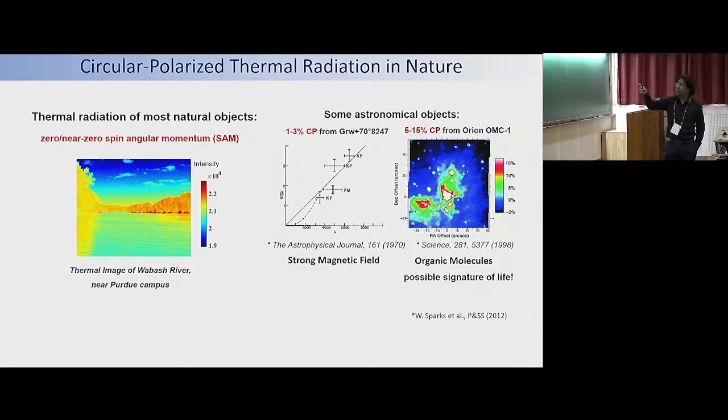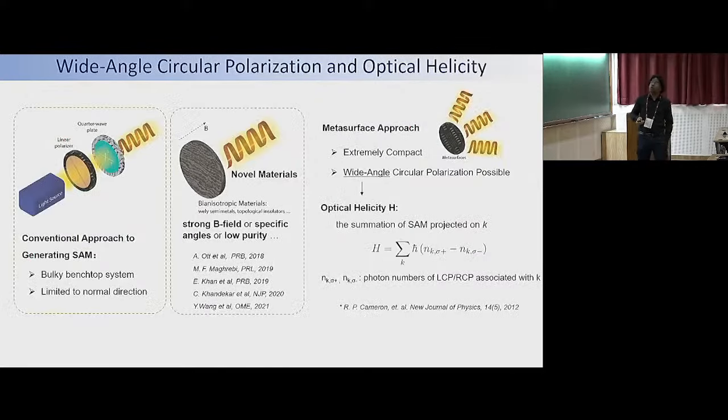And there's an interesting paper from 1998 that even says that, if there's some chirality, some handedness of the thermal radiation, it's coming from organic molecules, and that's the place to be looking at signatures of life. So, yes, great. I'm close to the end now. Over the years, people have looked at different approaches by applying magnetic field, sometimes using filters, but these are large systems. And we were trying to look at more a metasurface or nanostructured approach to generate thermal radiation.